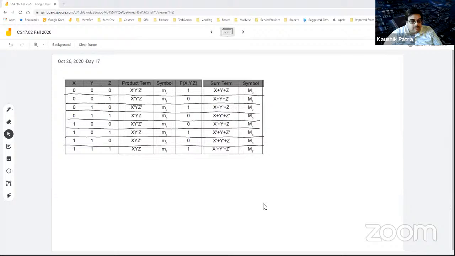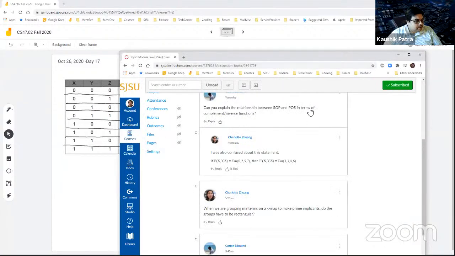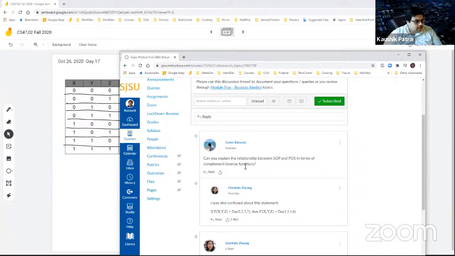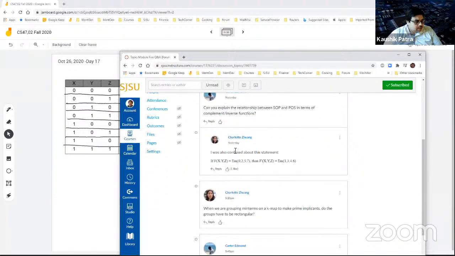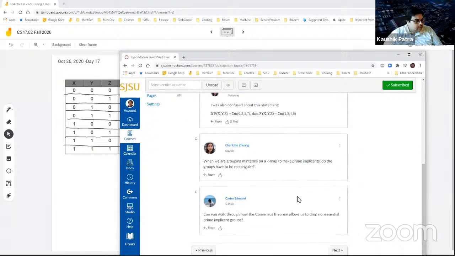We'll deal with the questions. I hope you guys have more questions for me. But anyway, let's start looking into those questions in the discussion. So we have someone from Carter asking to explain the relationship between SOP and POS, and we'll go through that part. Then something about the grouping on the K-map.